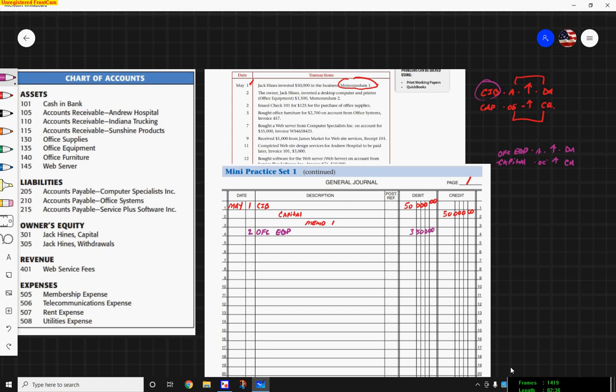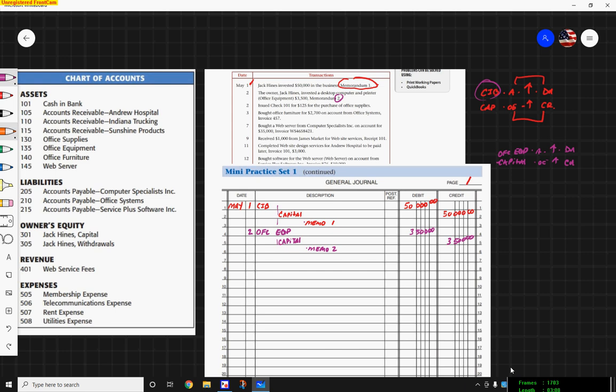Second account affected was the capital. Again, capital. And we're going to try and keep them all lined up, right? So we're going to put our capital right here. The source document was memo number 2. And I didn't put the dollar amount. So there's your credit. Okay. That finishes that transaction.